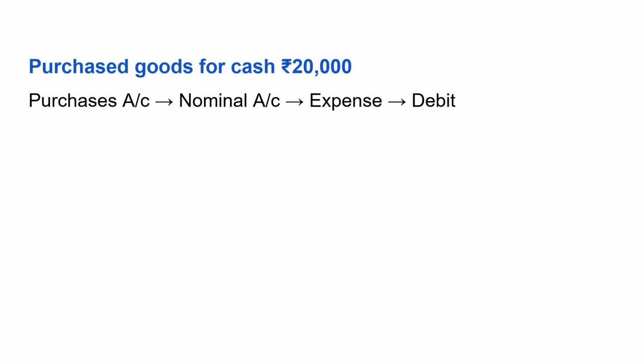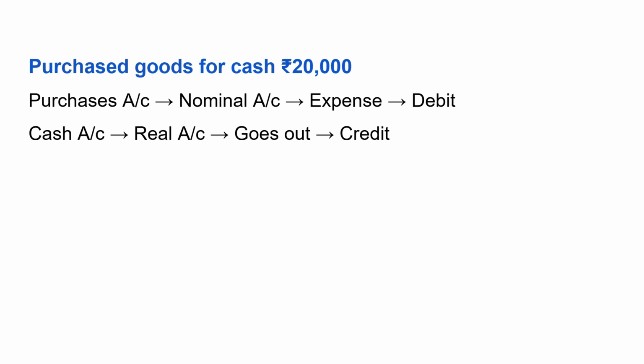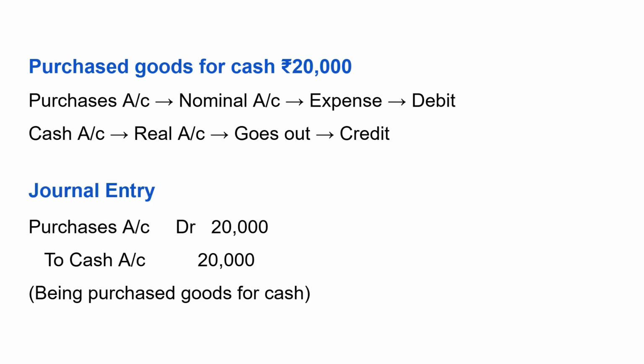And the other account is cash account. Cash account is real account. And cash goes out of the business. After purchasing the goods, we pay the cash. So cash goes out of the business. And the rule for real account is credit what goes out. So it is credited. And the journal entry is purchase account debit 20,000 rupees to cash account 20,000 rupees.